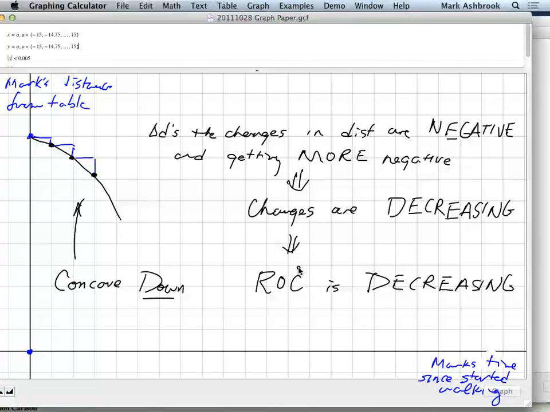The distance is decreasing and the changes are getting more negative. Therefore, the changes are decreasing as well. So my rate of change was decreasing as in that first part, even though I was speeding up. So if my rate of change of the quantity, the distance from the table, is decreasing, then my rate of change right now is decreasing.